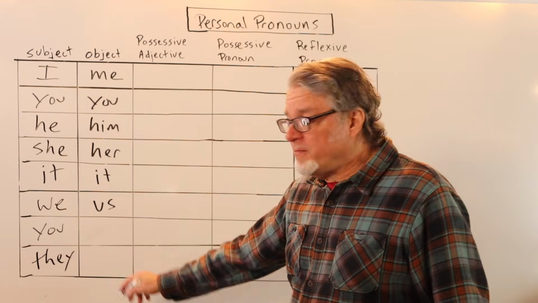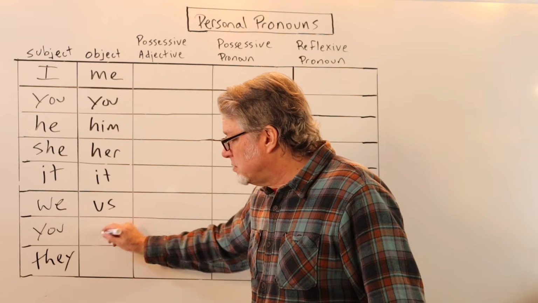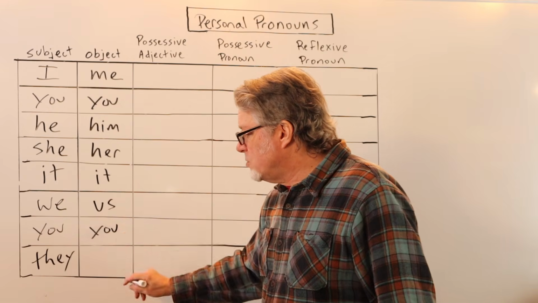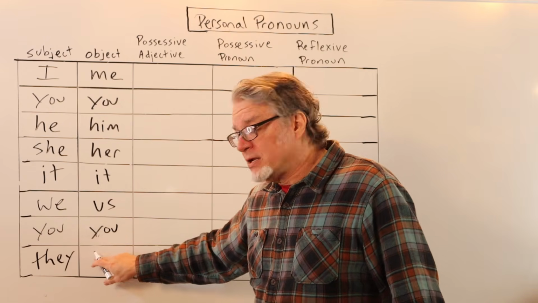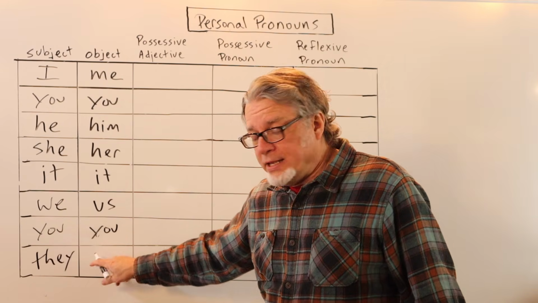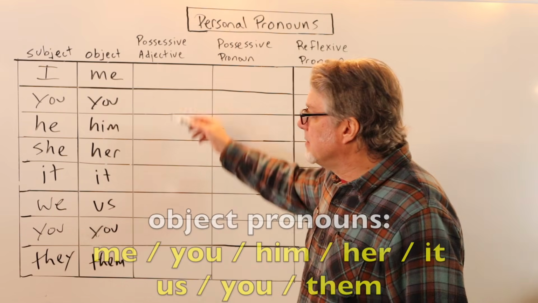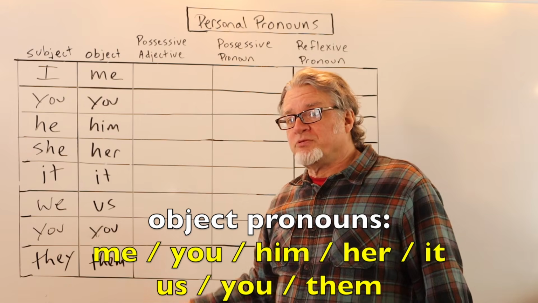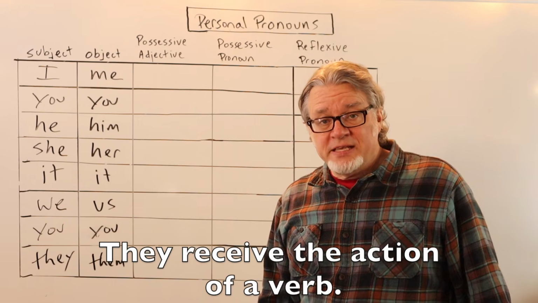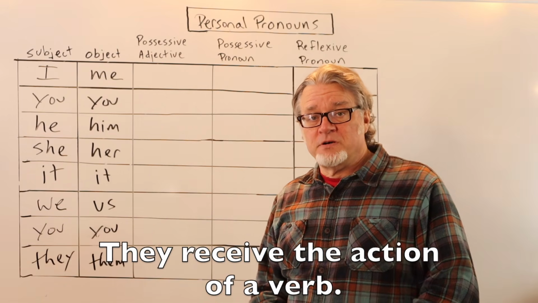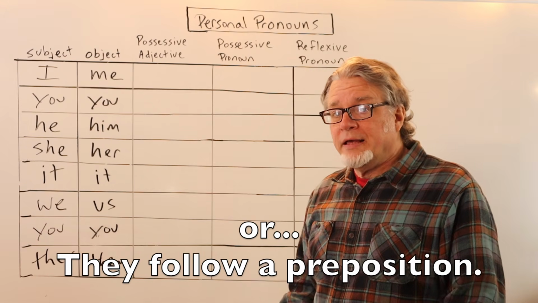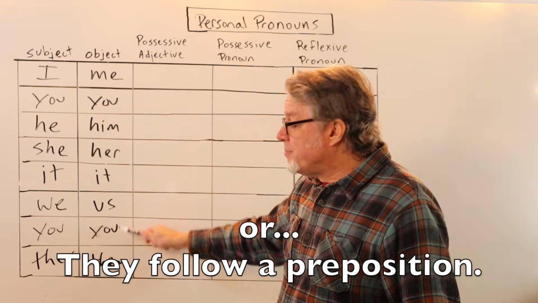The object form for you, plural, remains you, and the object pronoun for they is them. These are all object pronouns. They receive the action of a verb, or they follow a preposition.